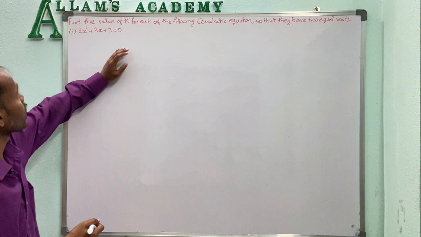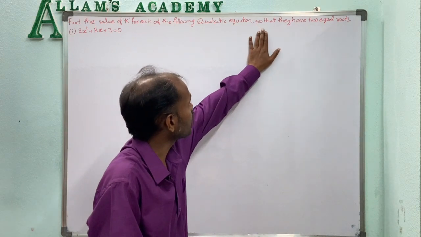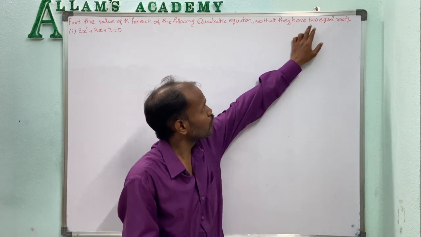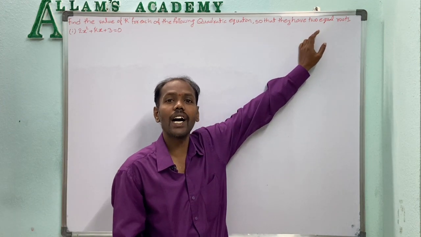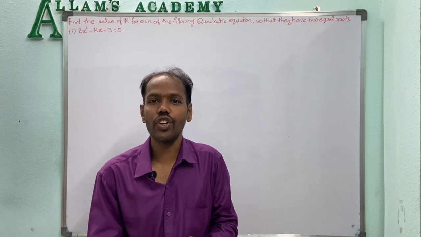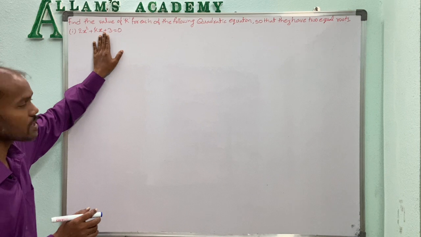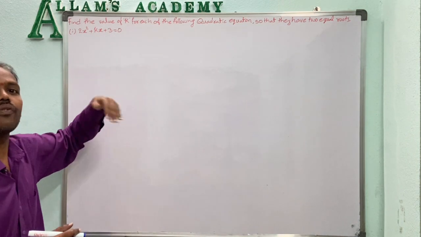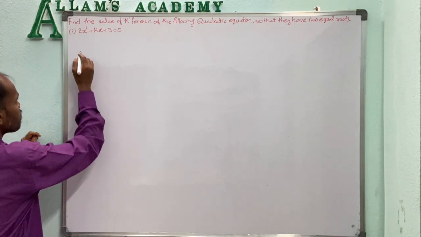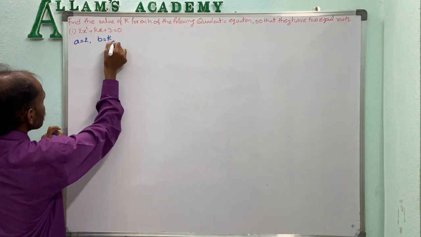Here is another problem: find the value of k for each of the following quadratic equations so that they have two equal roots. So here the nature of the roots is two equal roots. Two equal roots happen if the discriminant is equal to 0, that means b square minus 4ac equal to 0, then we have to find the value of k. For the problem 2x square plus kx plus 3 equal to 0, we compare this quadratic equation with the general form ax square plus bx plus c equal to 0. Here a equals 2, b equals k, and c equals 3.